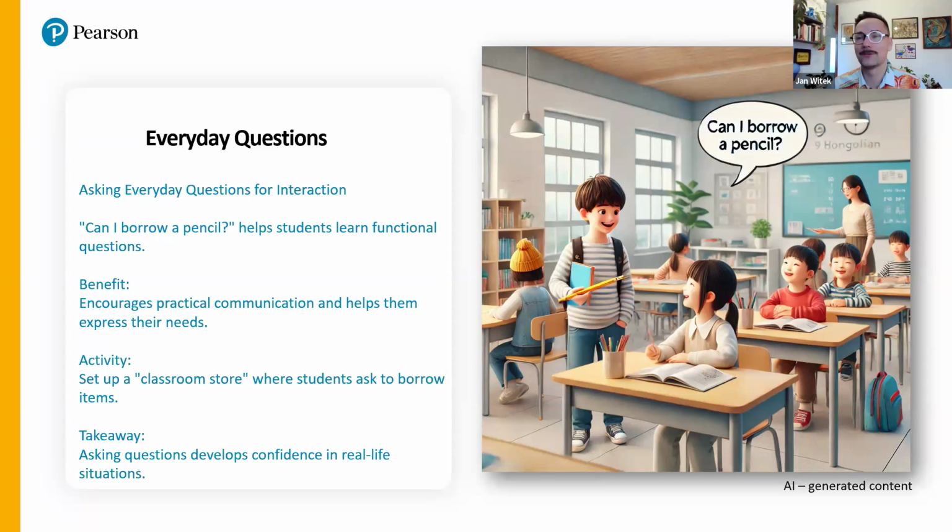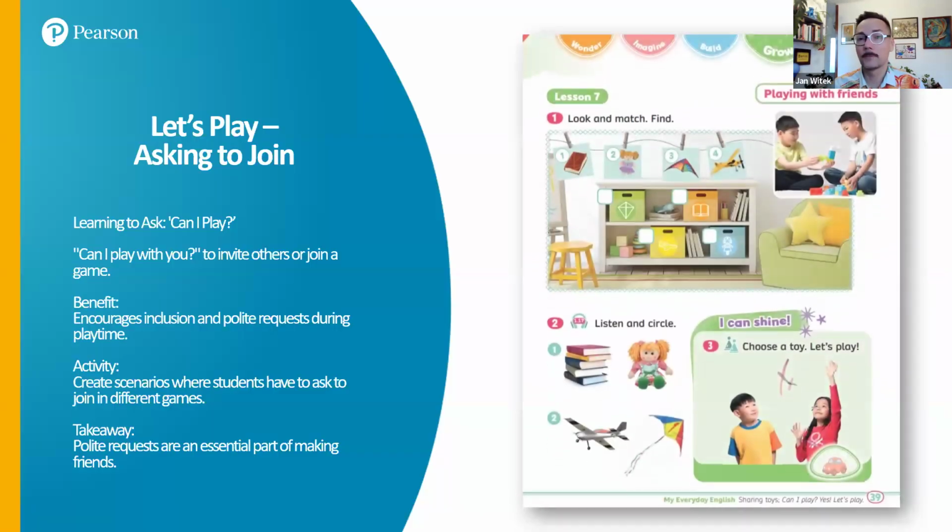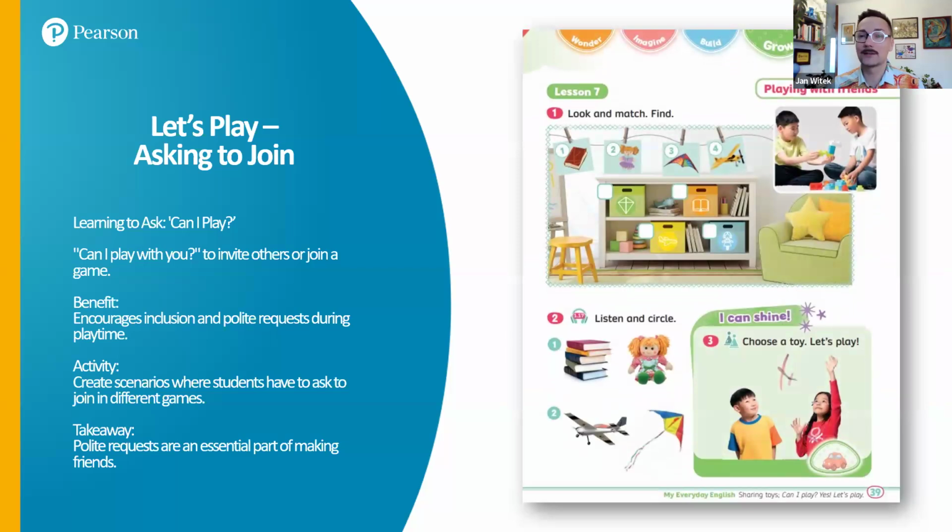Asking questions is key for real-life interactions. Look how many times in life we ask questions. It builds both language skills and confidence. What's more, let's create scenarios where students practice asking, can I play with you? This helps them learn to invite others or ask to join in games. Encouraging inclusion is crucial for building friendships. Polite requests are an essential part of social development. This will help make playing together a comfortable experience, builds relationships, and also improves social skills and collaboration, which is so important for students.